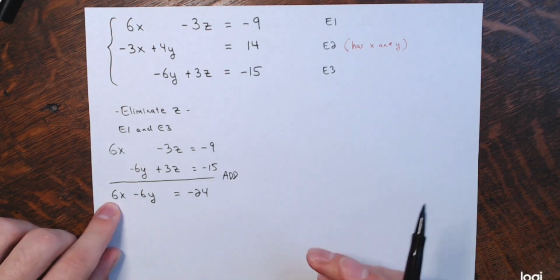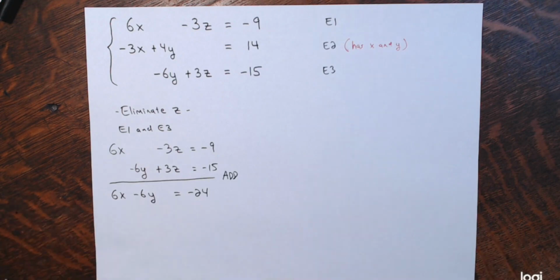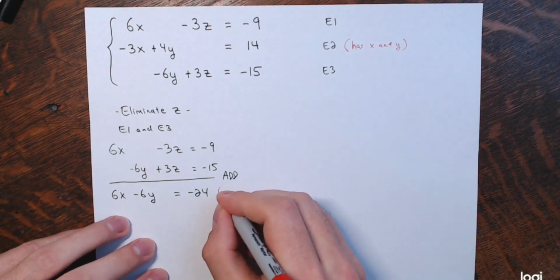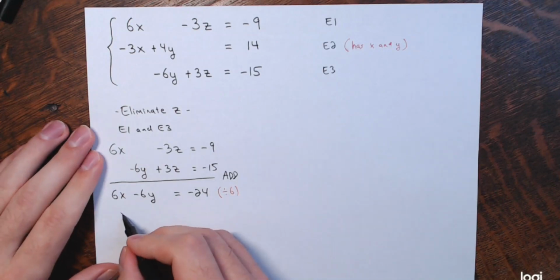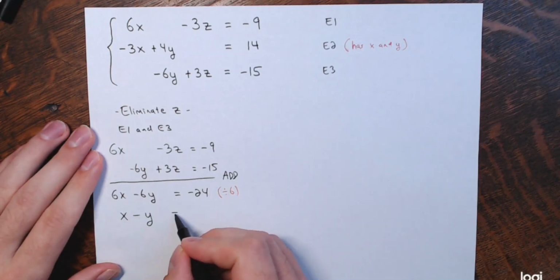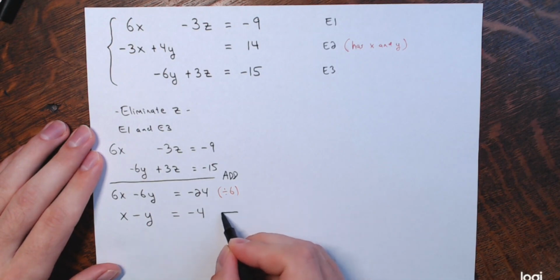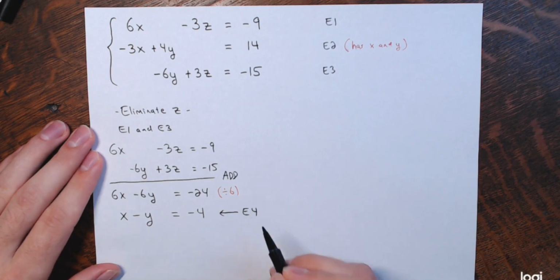And you might notice all these coefficients are multiples of 6. So if you'd like, we can divide both sides by 6 here just to make the numbers a bit smaller. So this would be x minus y equals negative 4. And this is what I'm going to call equation 4.